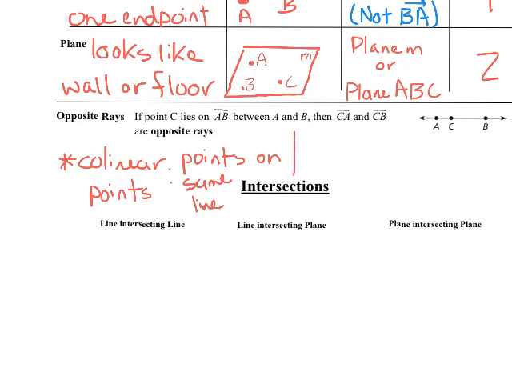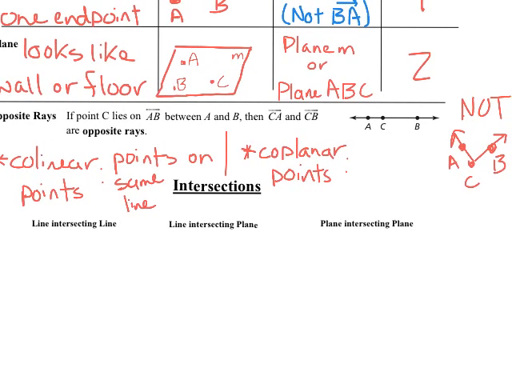And then we have a second one that's very similar to that, coplanar points. There they are. And just like it sounds, what would you guess for coplanar points? Yeah, points in the same plane. Okay, so pretty easy concepts there. Collinear points, points on the same line. Coplanar points, points in the same plane.